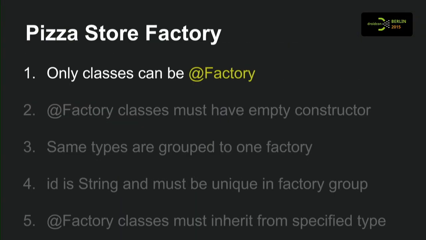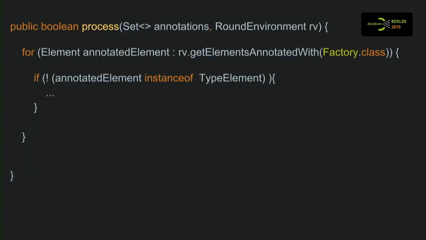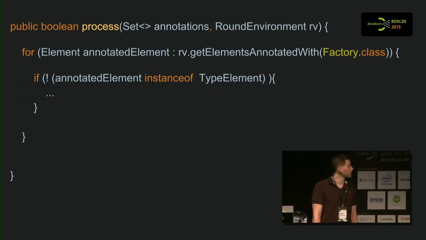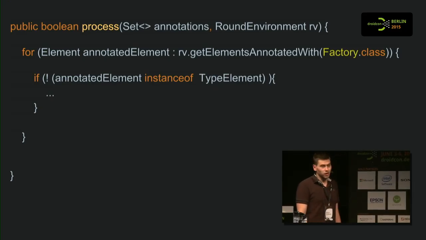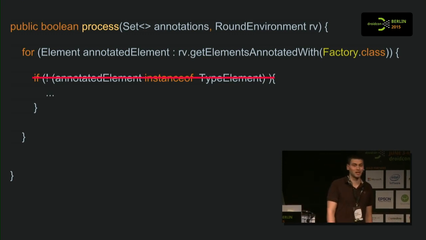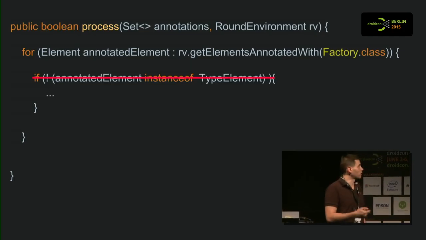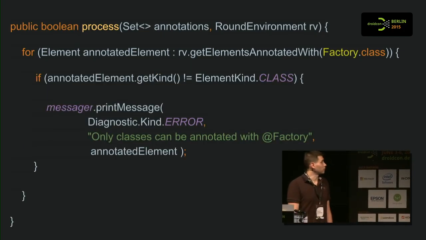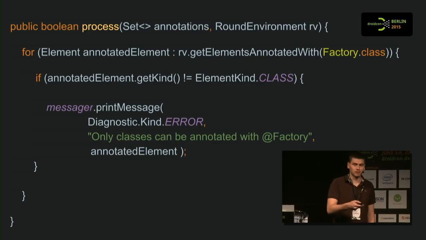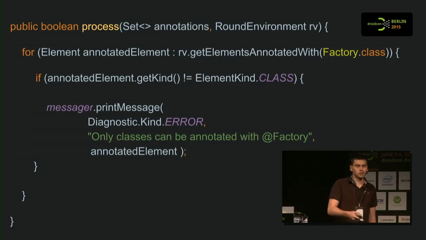Okay, so let's start with our 5 rules. The first one is only classes can be annotated with @Factory. So what does it mean? We iterate over these elements that are annotated with @Factory, and as I said before, a type element is a class, right? Nope. We can't do this with instanceof, because a type element means not only a class, it can also be an interface. But we want to limit that to a class. So instead, we use ElementKind.CLASS. It's basically an enum, and it holds all that kind of information, like whether it's a class, a primitive, and so on.